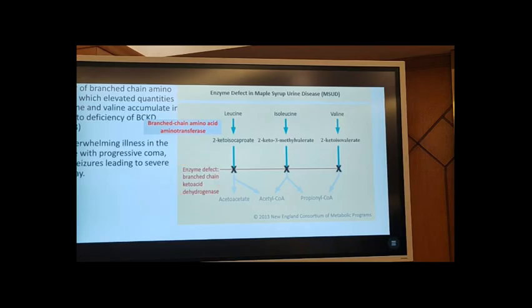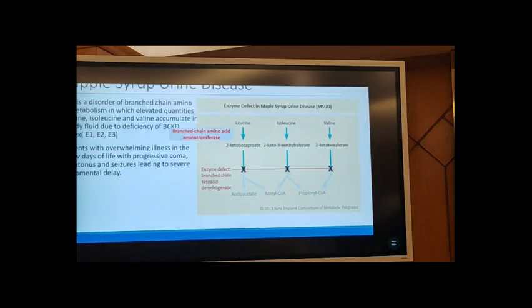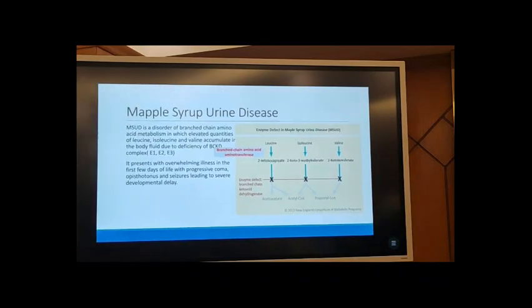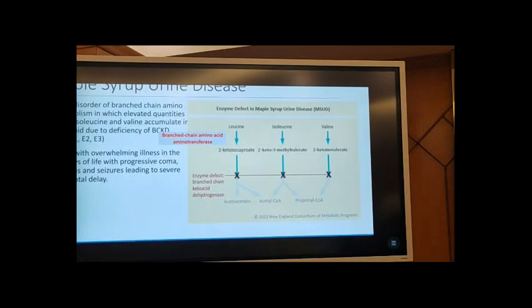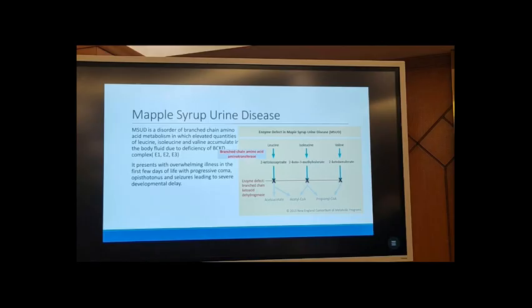When they are defective, this results in an increased level of the three amino acids together with their keto acids. Keto acids are detected by urine organic acids, and the amino acids are detected in the amino acid profile we perform.